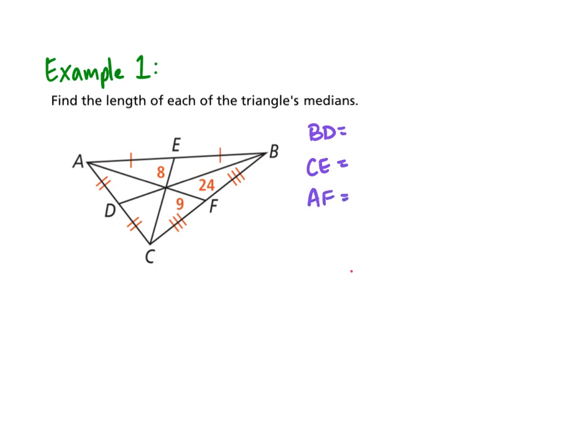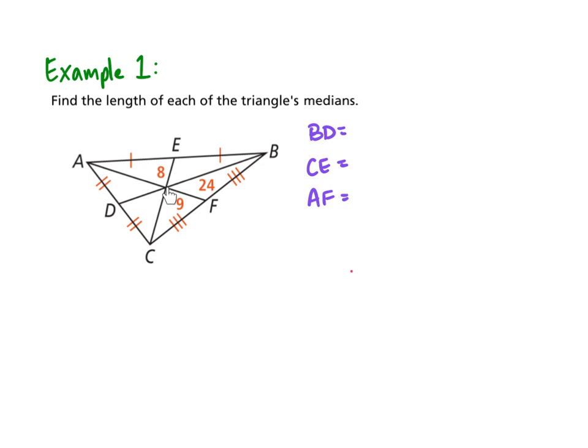Now what I need to remember in order to do this is that those three medians are meeting at this point right here called the centroid. And the centroid is 2/3 of the way from any of the corners to the midpoint of the opposite side. So if I start at A and I'm going along segment AF, when I get 2/3 of the way along that segment, I'm going to be right there at the centroid.